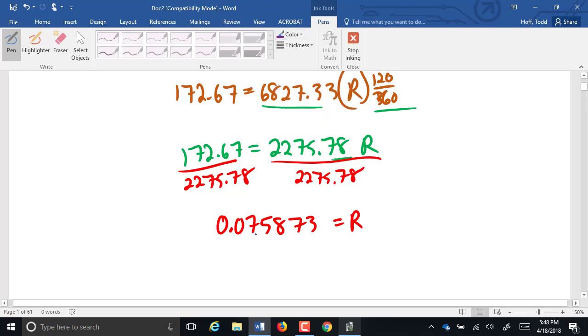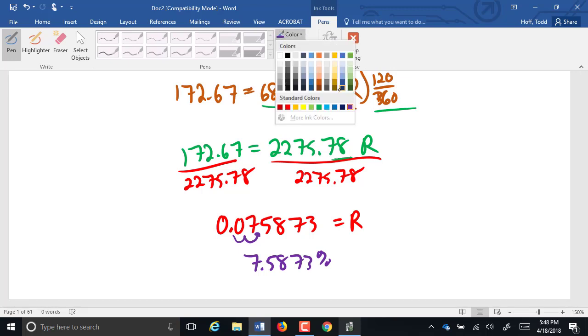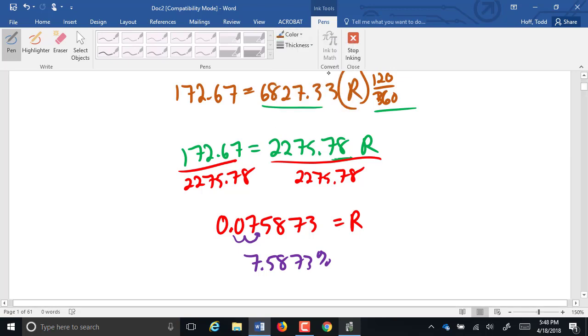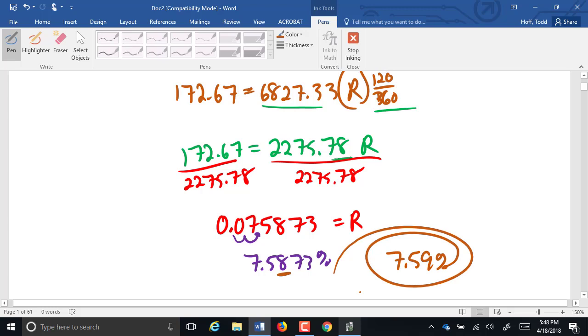Now I have to make that a percent. I have to go 1, 2. So it's 7.5873%. And if we're not told, we're going to round it to the 100th of a percent. So that's 7.59%. How many of you had that? Good. We're coming along on those.